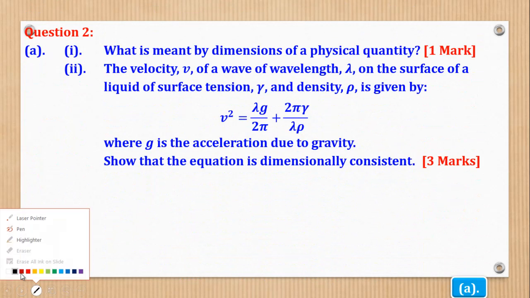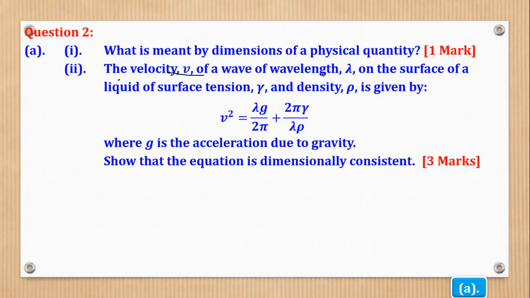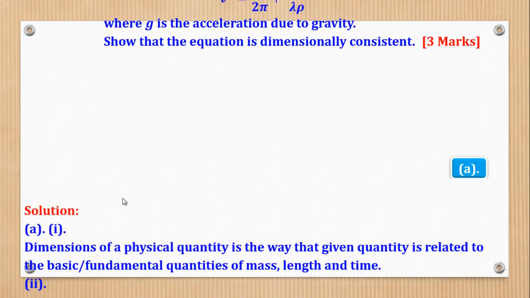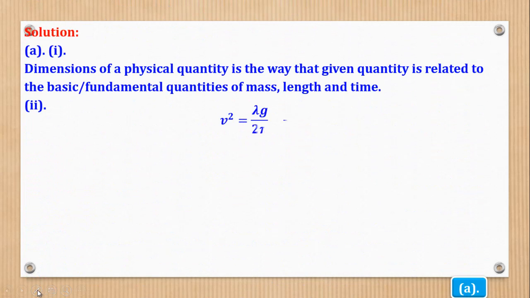Then Roman 2 says the velocity v of a wave of wavelength lambda on the surface of a liquid of surface tension this and density this is given by this, where g is the acceleration due to gravity. Show that the equation is dimensionally consistent. So that is what was given.